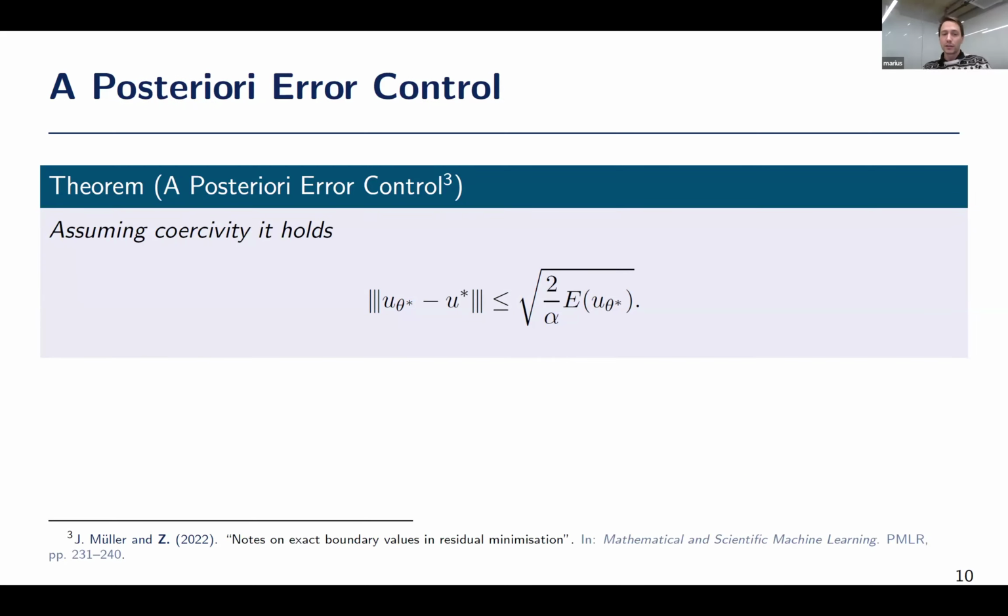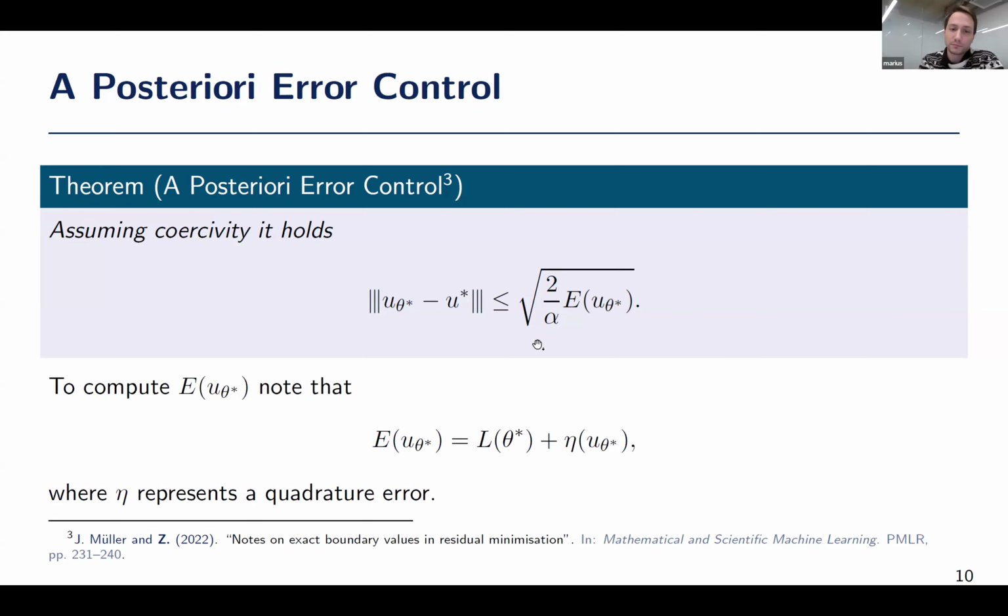And under the assumption of coercivity, we'll immediately get a posteriori error control, an estimate of this type. Again, this is the error. This is what we're caring for. And then we can control it with the loss, but E, remember, E is where the integrals are not discretized. So we get a control of that error in terms of an almost computable quantity.